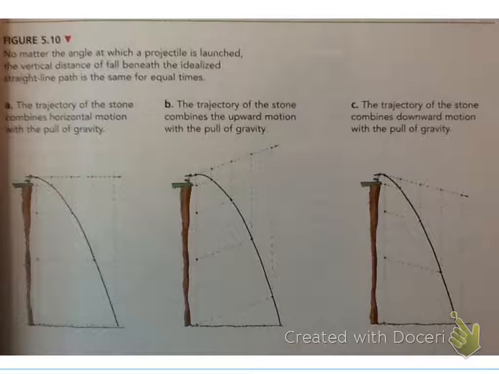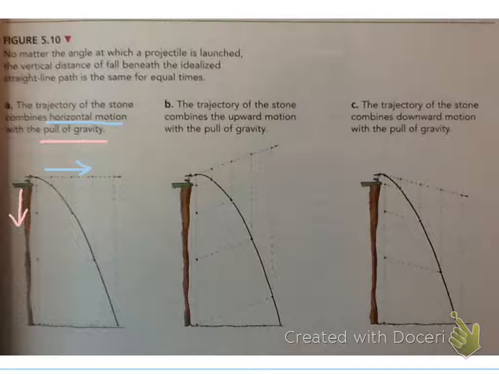No matter the angle at which a projectile is launched, the vertical distance of fall beneath the idealized straight line path is the same for equal times. Letter A. The trajectory of the stone combines horizontal motion with the pull of gravity. So our horizontal motion, when we talk about horizontal, we're talking about this part. The pull of gravity part, that's going to be the downward part because gravity acts downward.